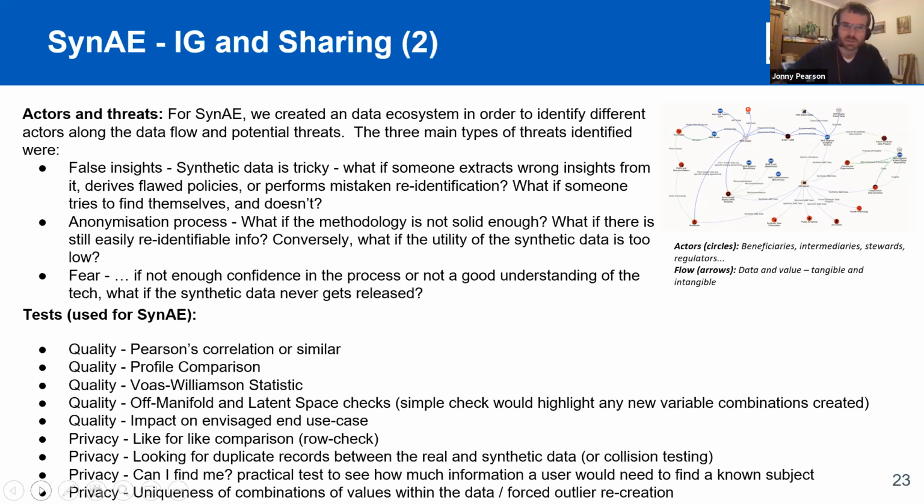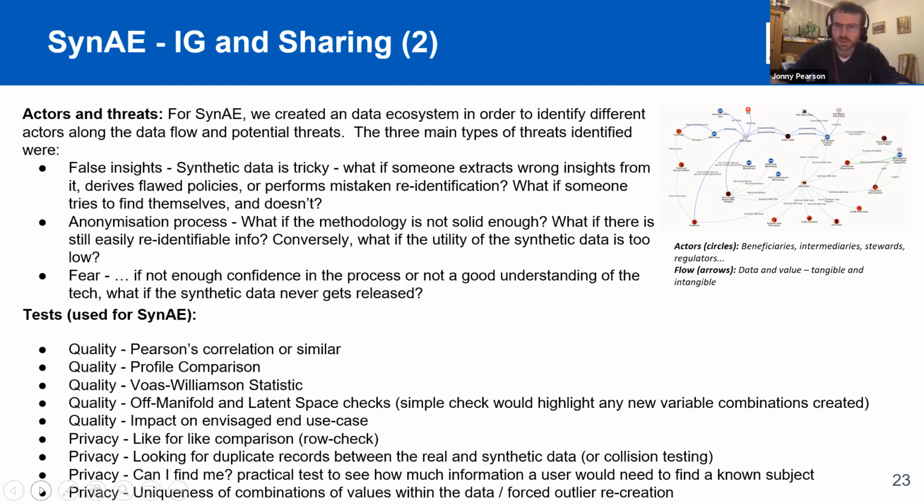We then had a look at the impact of the data on the end user cases. And then for the privacy, like-for-like comparison wasn't applicable for the Bayesian methods. That was only for the foggy data erosion. But looking for duplicate records between real and synthetic data.